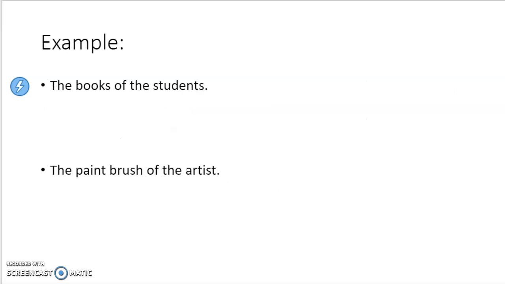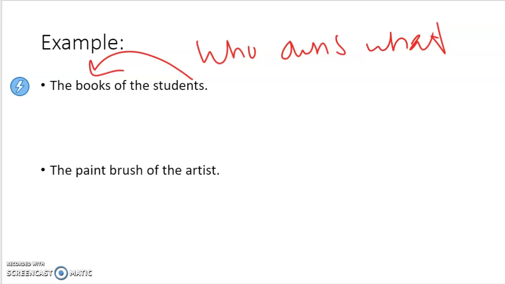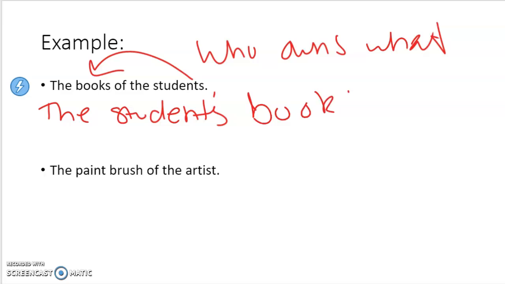So let's look at some examples. The books of the students. So you say to yourself, who owns what? Well, the students own the books. Therefore, you reverse the sentence. The students' books. Okay, notice your apostrophe. We're talking about multiple students, so it's S apostrophe. And we reverse the sentence to show who owned what.